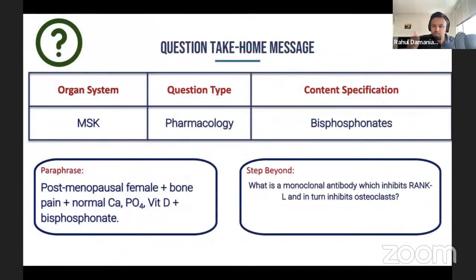So this question was a pharmacology question related to bisphosphonates. Let's take it a step beyond. What is the monoclonal antibody which inhibits RANK ligand and in turn inhibits osteoclast? Go ahead and put that into the chat. Excellent. If you're saying denosumab, you are absolutely correct.